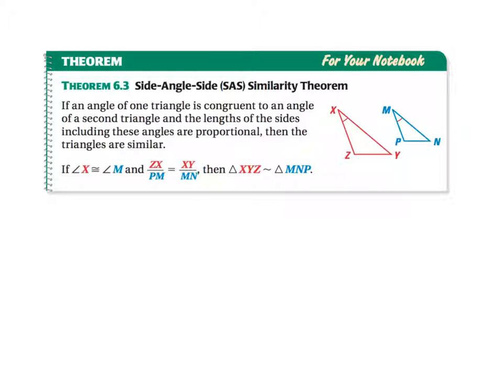So again, you have to have the included angle. So angle X is congruent to angle M. So the sides we use have to include those angles. So it'd have to be XZ and MP and XY and MN. So if those proportions are equal, when I write them as ratios, then I can prove that the two triangles are similar. Let's put this theorem to use in the next couple examples.